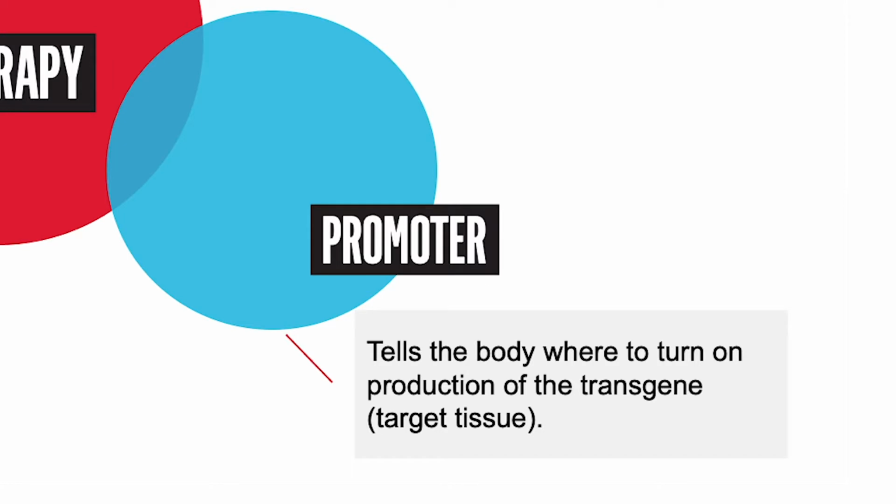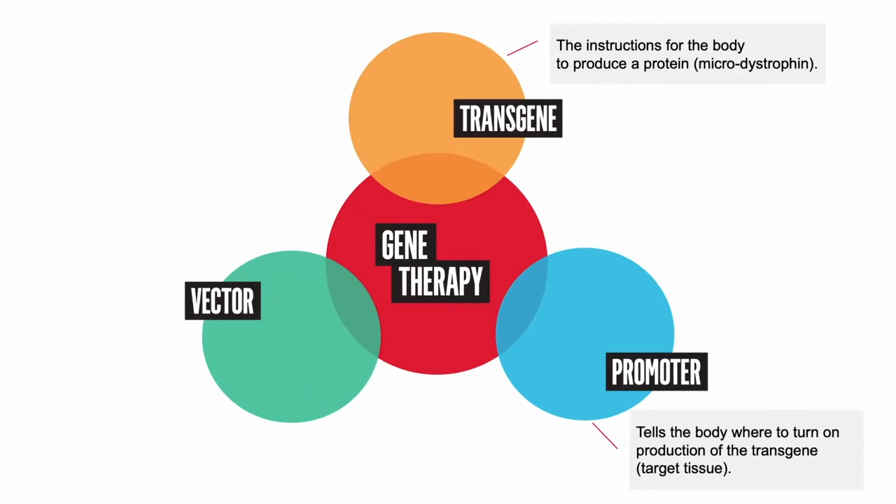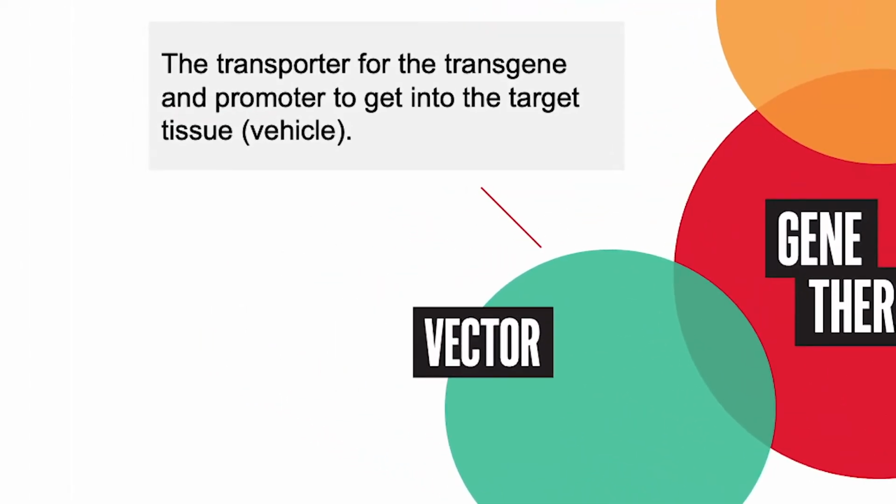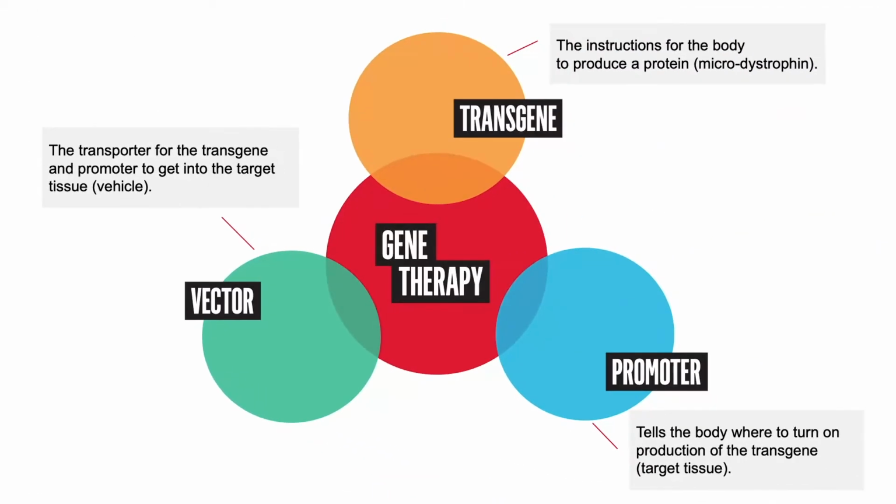The gene can get into many different tissues, not just the muscle. So we want to ensure the new protein is only produced in tissues where there would be a benefit, such as the skeletal or cardiac muscle. Third, there is the vector, which acts as the transporter for the transgene and the promoter to get into the target tissue. In current studies, a modified virus called adeno-associated virus, or AAV, is used.